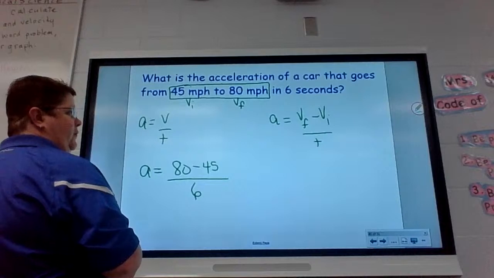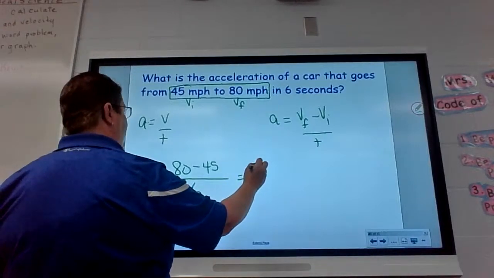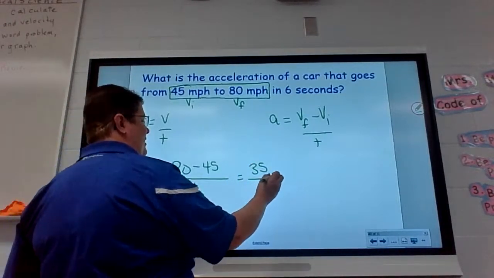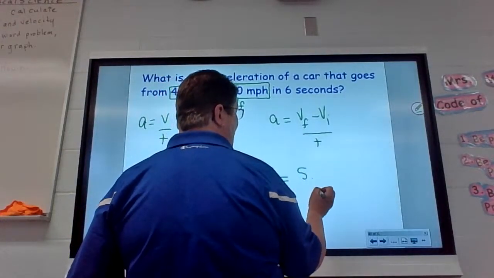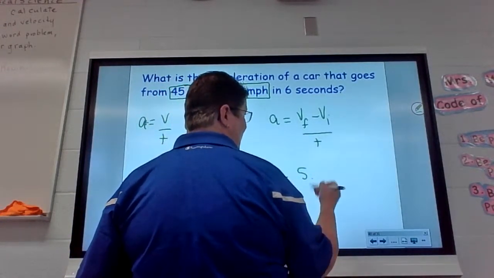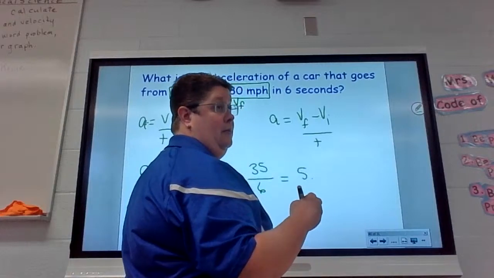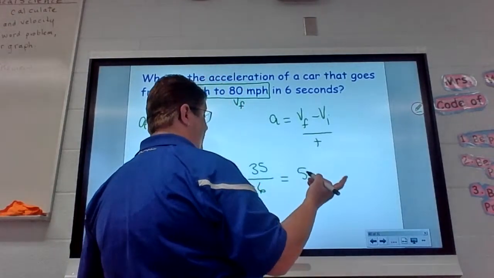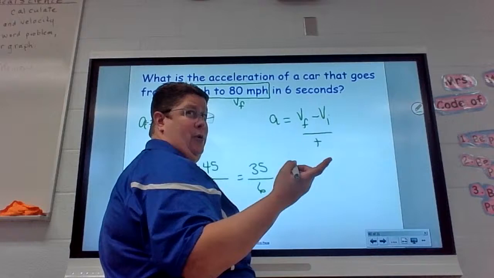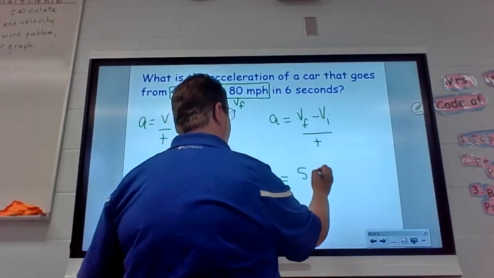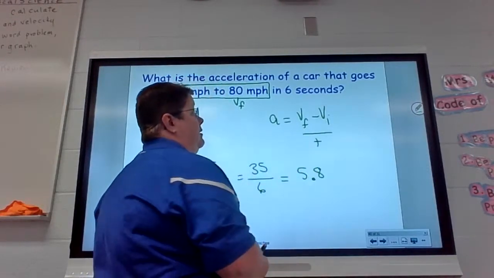So what's 80 minus 45? 35 over 6 is going to be not quite 6. 5.8, 5.9. Somebody divide that for me. 36 divided by 6 is 6, so it's got to be like 5.8 or 5.9. 5.8. All right, so the units.